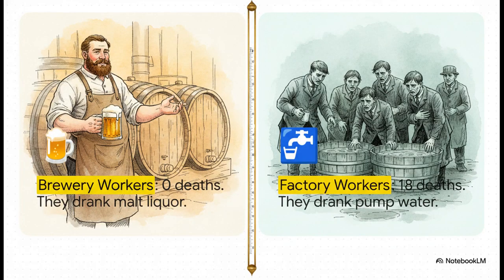This brilliantly illustrates the power of agent behavior in our model. The brewery workers, 0 deaths. Why? Because their employer gave them a daily ration of malt liquor, so they were drinking beer all day instead of the local pump water. But the factory workers, 18 tragic deaths. It turns out they kept 2 large tubs on site that were constantly refilled with water from the Broad Street pump. So, the key takeaway here is that by assigning specific behavioral traits to the agents in the simulation, it perfectly mirrors these incredible real-world survival rates.